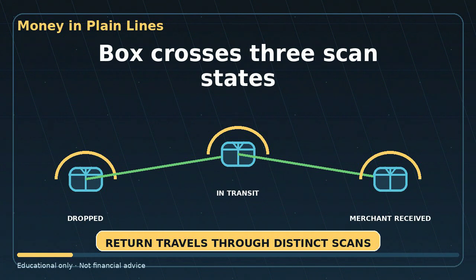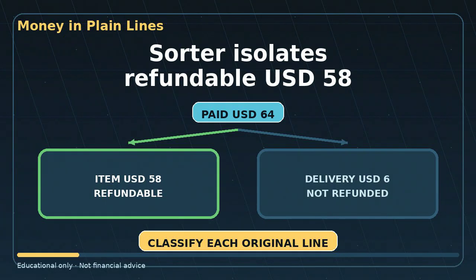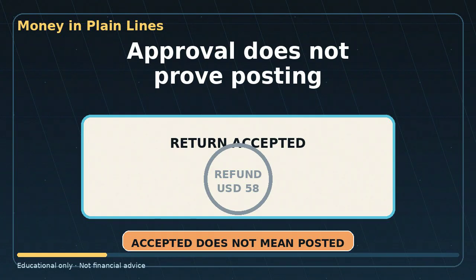The $58 item is refundable in this example, while the $6 outbound delivery line is not refunded, so the approved refund base is $58 rather than $64. The merchant can now mark the return accepted and approve a refund of $58. That approval is an important event, but the approval stamp and a posted card transaction are different records in different systems.